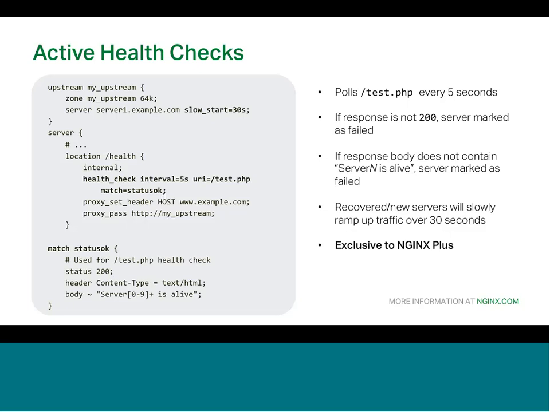So we're saying what we want to do is once we get the reply back from the server, we're going to go to this match block, and that's going to do the processing that needs to be done to make sure that the request is okay or it's not okay. So moving down to the match block, we see here that there's a status there. So we're saying that if the response is not 200, the server is marked as failed. So we want to check for 200.